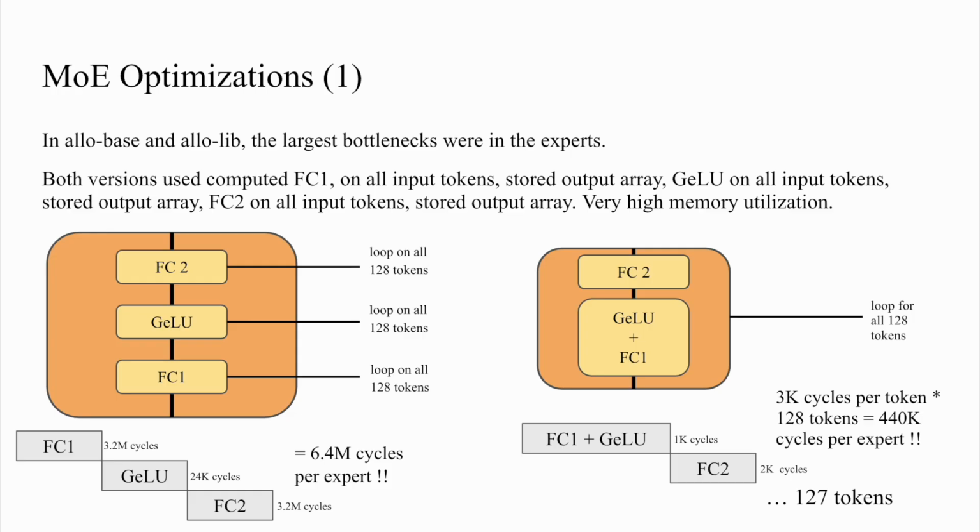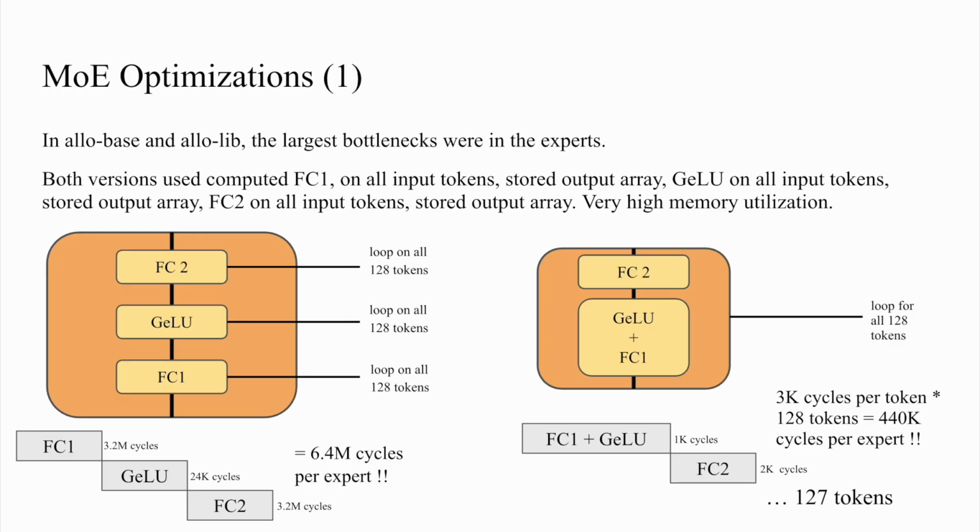So to optimize, we decided to do row level dataflow. Instead of doing all 128 tokens at once, we do FC1 plus GLU plus FC2 for each token at a time. We also fused together the GLU and FC1 layers with a temp variable and used a buffer between it and FC2 to prevent writing to memory. It then takes around 3K cycles per token, totaling around 440,000 cycles per expert.